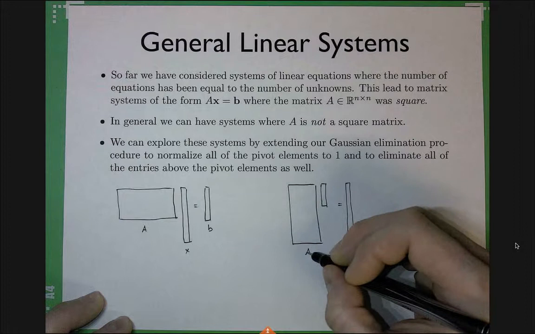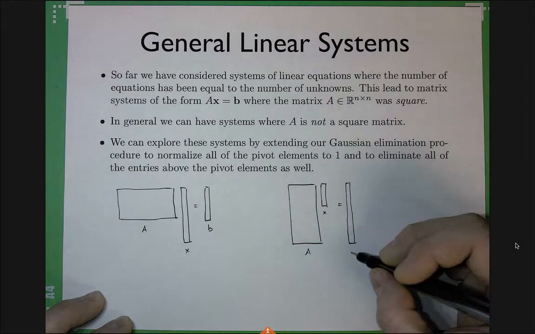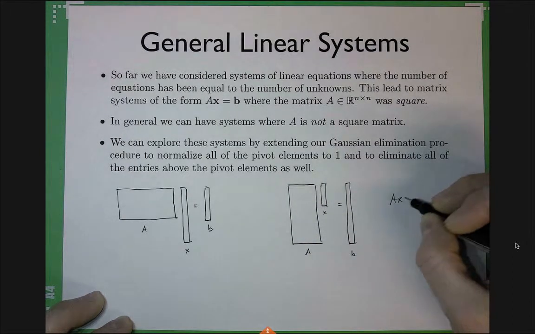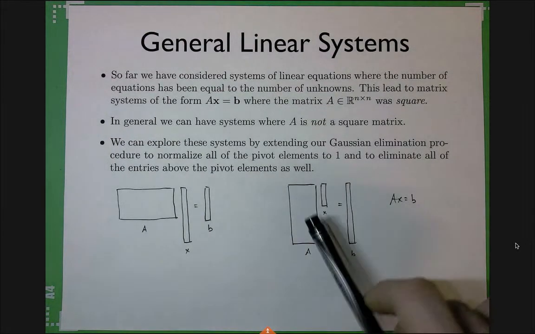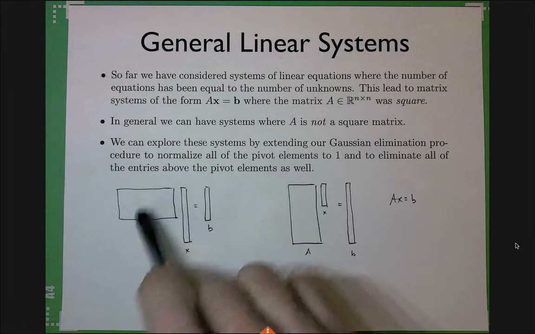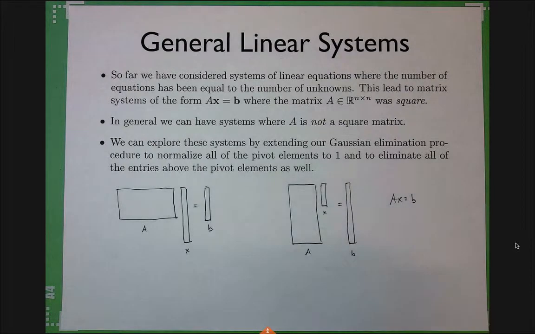This is my X now. This is AX equals B. It's always AX equals B, except that the interpretation depends on whether there are more columns than rows or more rows than columns, like here. And if it happens to be square, that's exactly what we covered previously.